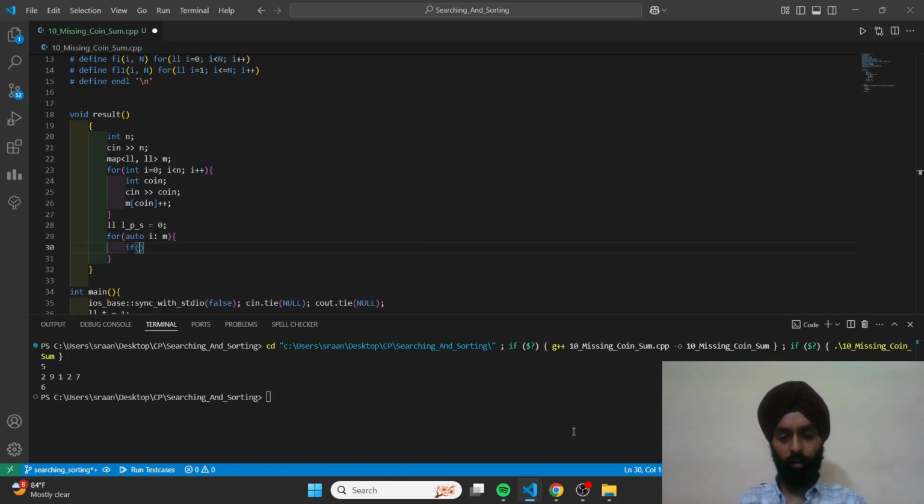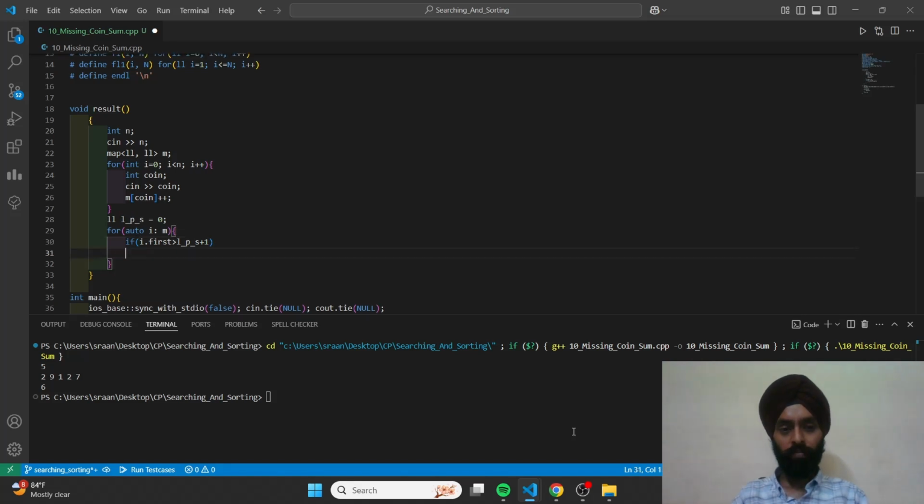Then we will check if i dot first, that is this coin, is greater than largest possible sum plus 1. So if we are not able to write the value next to the largest possible sum using this coin, because this coin is larger than the value next to the largest possible sum, then we won't be able to use this coin to represent the amount largest possible sum plus 1. So that would be our answer. In that case, we will break.